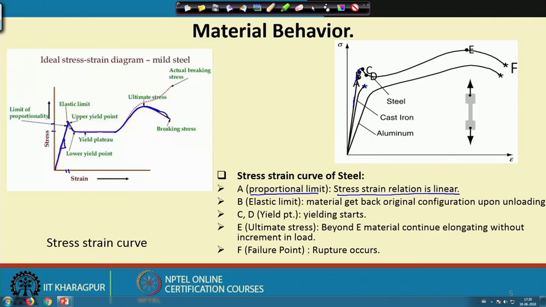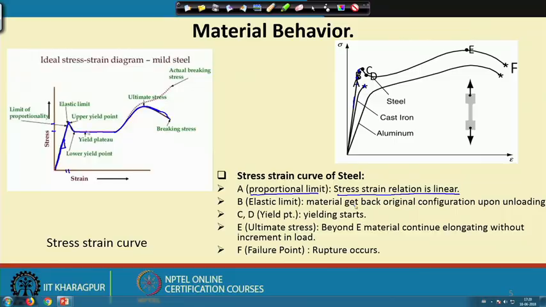So, this is the elastic limit; the material will come back along the same path. Now, C and D are yield points. For mild steel, this is an ideal stress strain diagram. The top portion here is known as the upper yield point, and after a sudden increase of strain, we observe a sudden drop of stress. This is known as the lower yield point, and this is probably specific to mild steel.